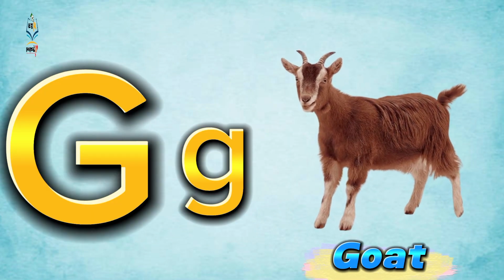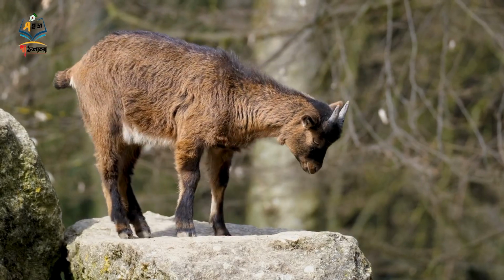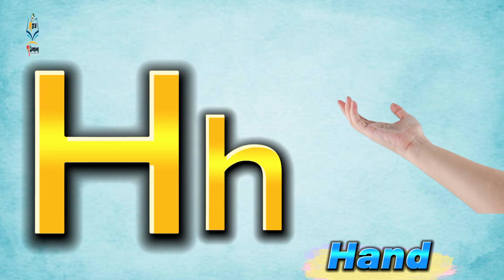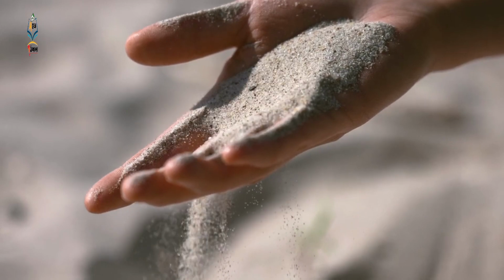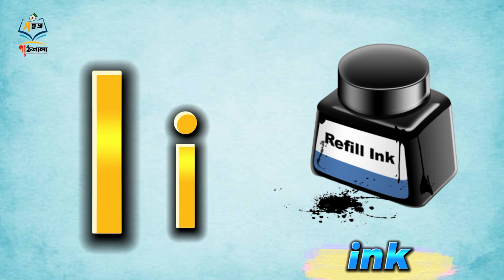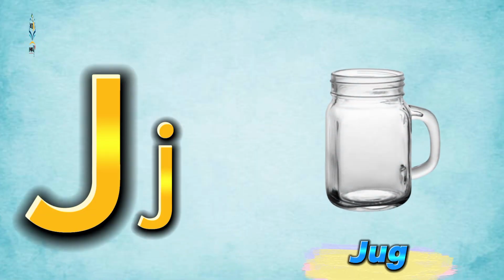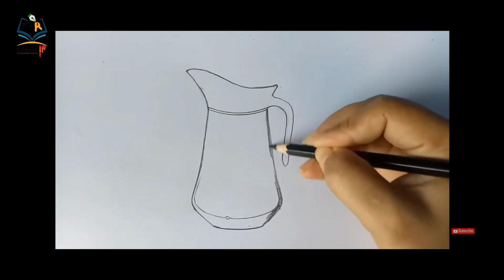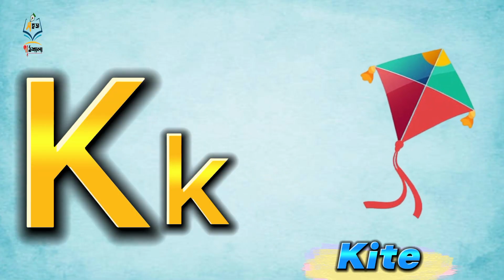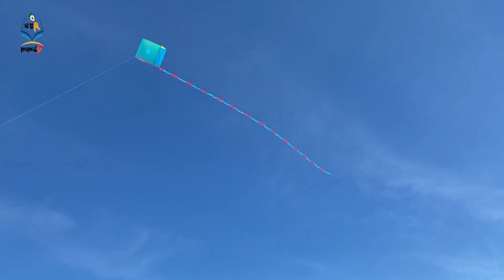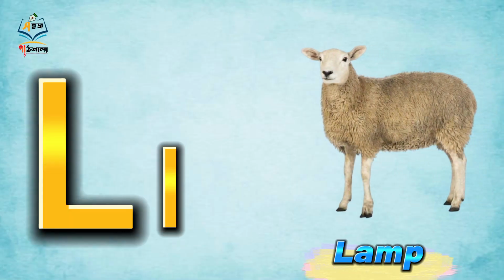G for goat. H for hand. I for ink. J for jug. K for kite. L for lamb.